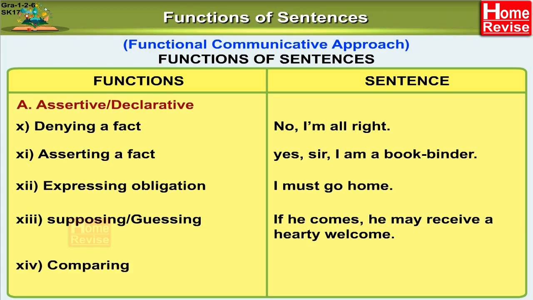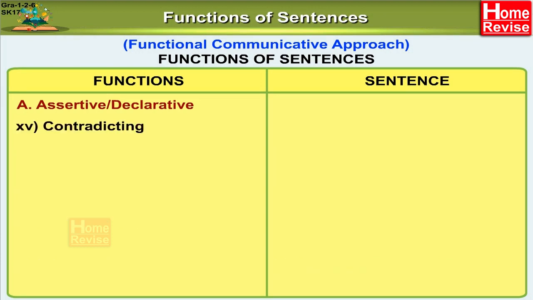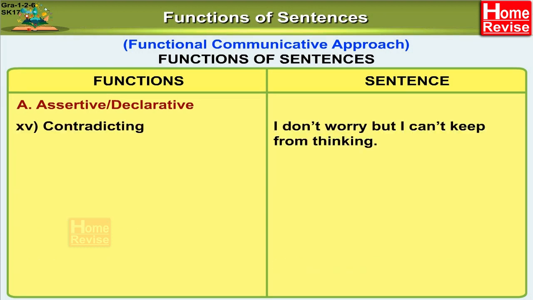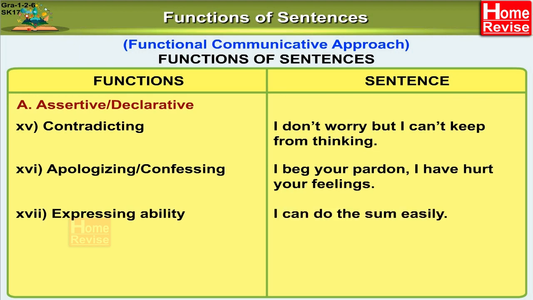14th, comparing. Sentence: He is as cunning as a fox. The ruby is redder than a rose. 15th, contradicting. I don't worry, but I can't keep from thinking. 16th, apologizing or confessing. I beg your pardon, I have hurt your feelings. 17th, expressing ability. I can do the sum easily.